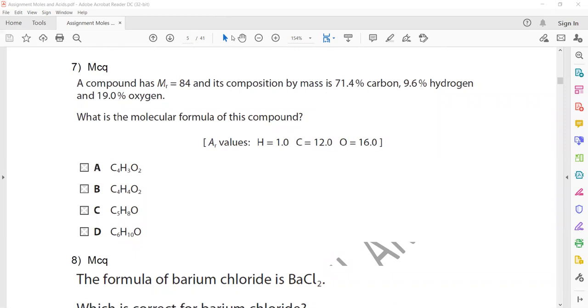A compound has a relative molecular mass of 84 and its composition 71.4% carbon, 9.6% hydrogen, and 19% oxygen. What is the molecular formula? So before finding the molecular formula, we should know the empirical formula, because molecular formula is empirical formula times N. And what is N here? N is the molecular mass divided by empirical mass.